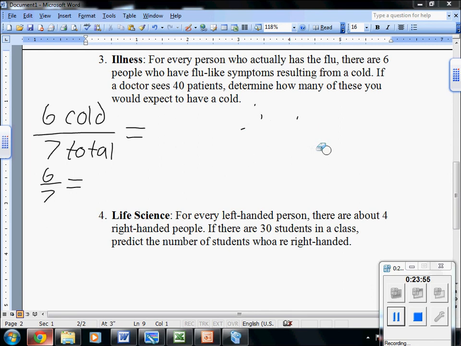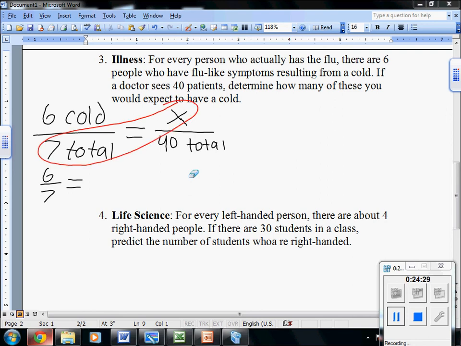Now we're going to decide, what's the other half of our proportion? The given information tells us out of 40 people total. If the doctor sees 40 people, that's a total number. Since total is on the bottom here, we have to line up our units of measure, so total is going to be on the bottom over here. So 40 people total. Now up top, we don't know how many have a cold, so I'll just make it a variable. I'll choose X. You can use whatever letter you want. It does not matter.